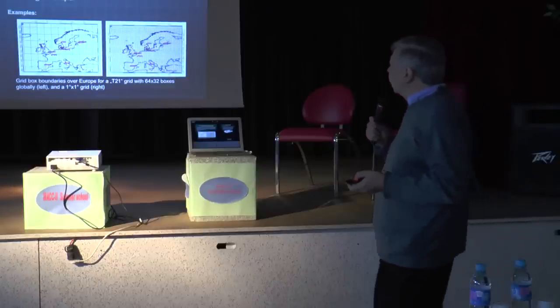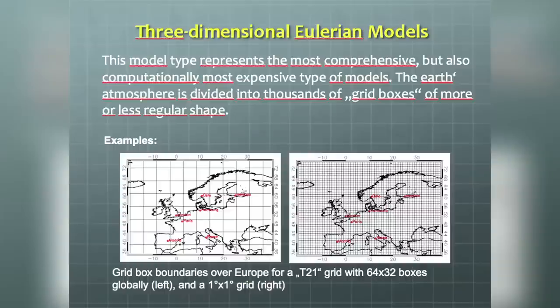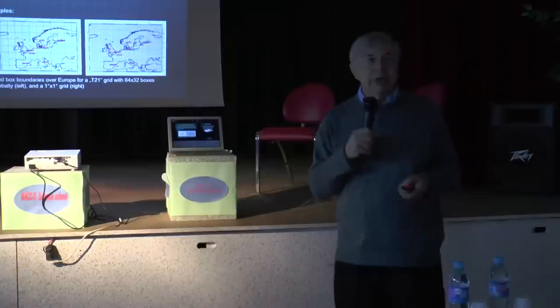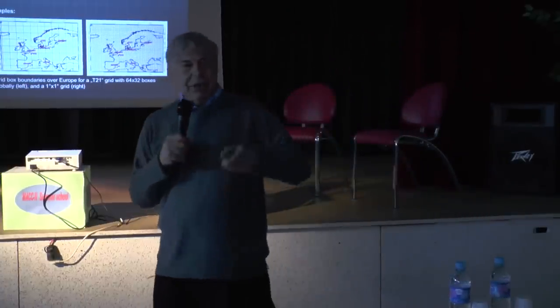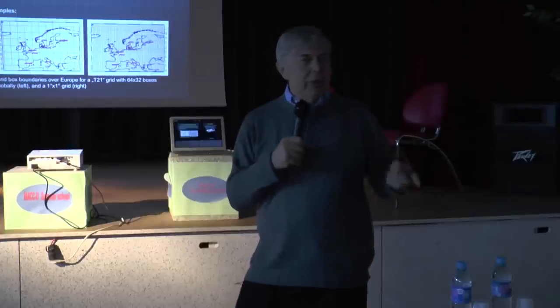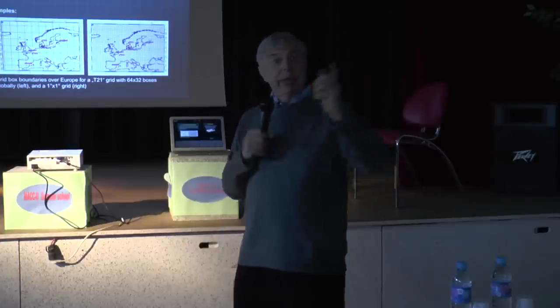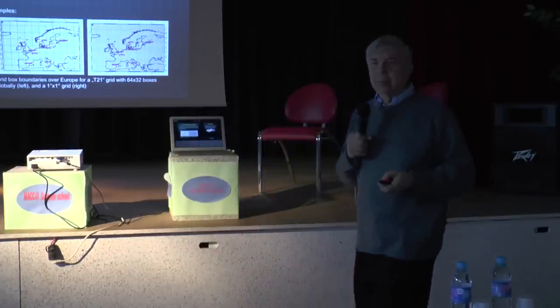Three-dimensional Eulerian model: this is an example of a regional model over Europe, and you see basically that on the left, it's the model of the poor scientist who has a very small computer and needs to go to low resolution. But if you're a richer scientist with a better computer, you can start resolving much better. And in fact, you will usually have thousands of grid boxes, so you will have to solve your chemical system at each time step, thousands of times, in each of the grid boxes where the solar illumination, for example, will be different.